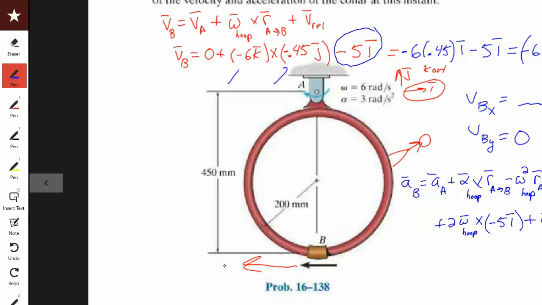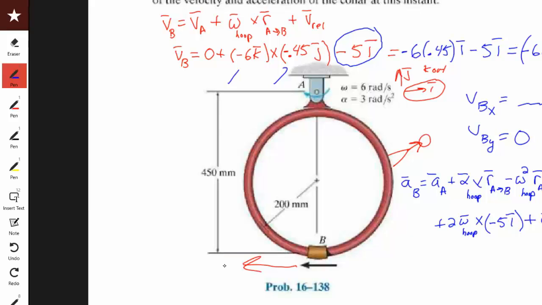Okay, so here we go. What is a rel? Well, you're looking at it right here. Does the red hoop look like it's moving to you? No, it's a picture on a piece of paper, right? So no, the red hoop's not moving. That's the relative, right? You're standing on the red hoop. You're not seeing anything move.